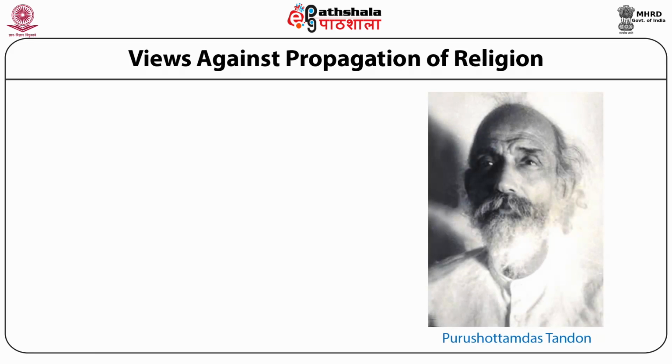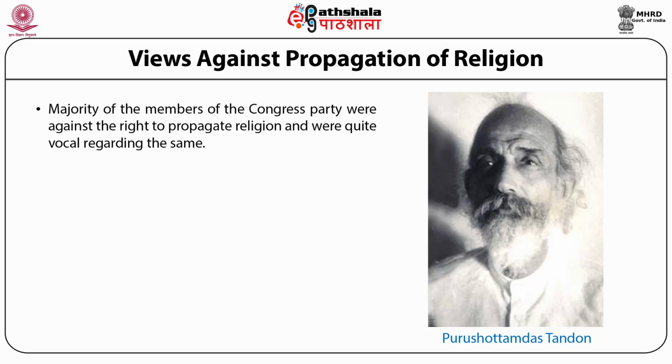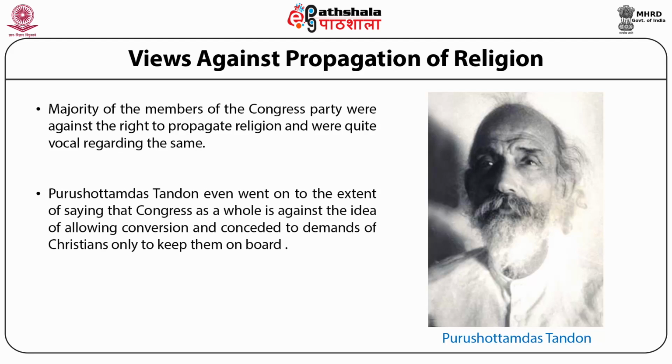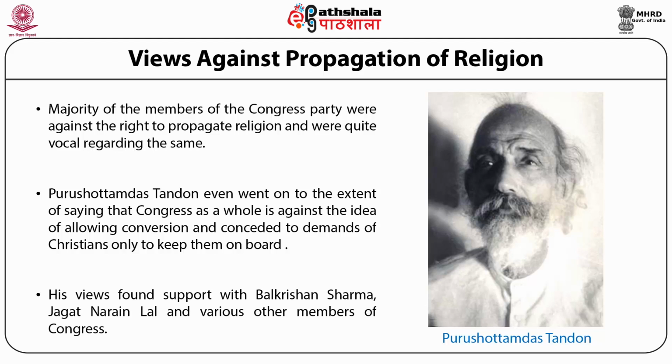Therefore, it all boiled down to this. Majority of the members of the Congress party, according to Purushottam Das Tandon, were against the right to propagate religion and were quite vocal regarding the same. Purushottam Das Tandon went to the extent of saying that the Congress as a whole is against the idea of allowing conversion. And he said that just to appease the Christian community, their demands were given into, and the right to propagate was included. The views of Purushottam Das Tandon found support from the likes of Balkrishan Sharma, Jagat Narayan Lal, and various other members of Congress.